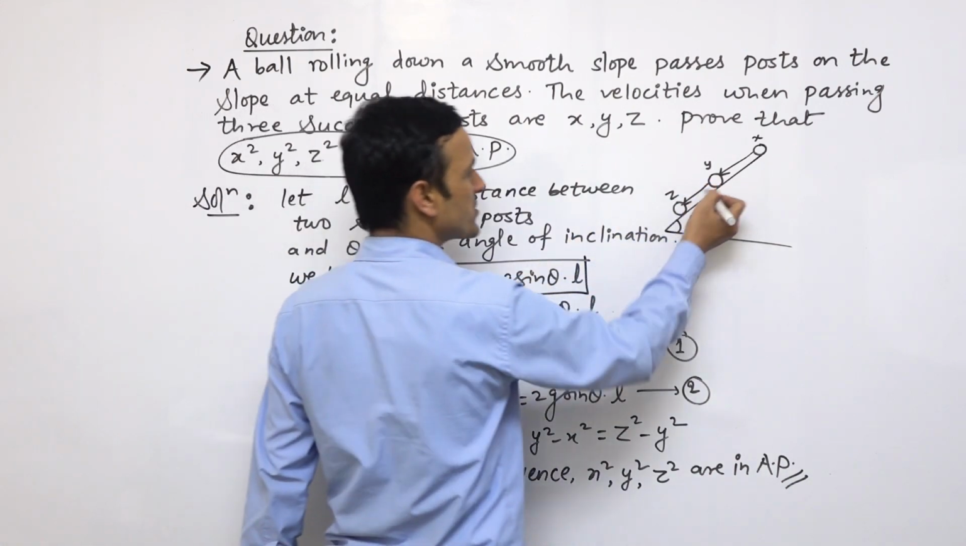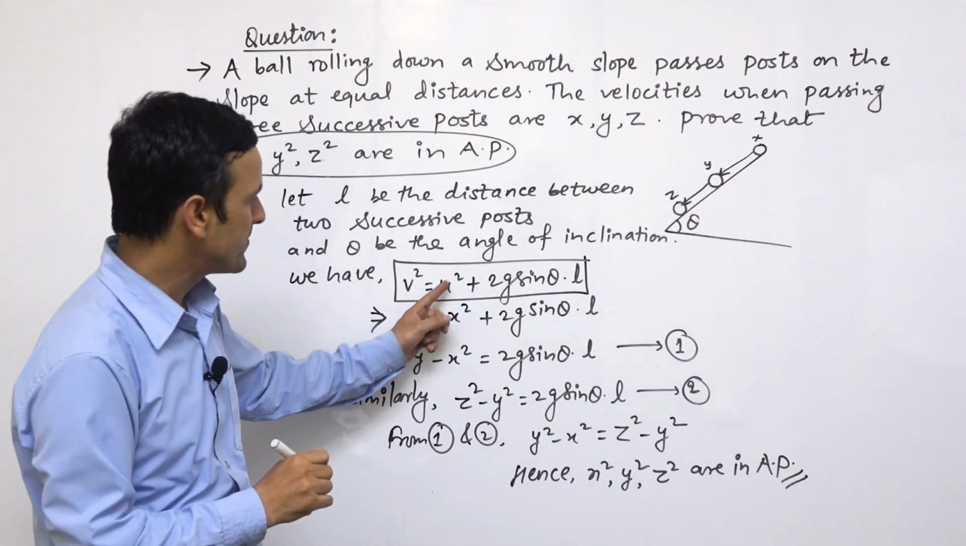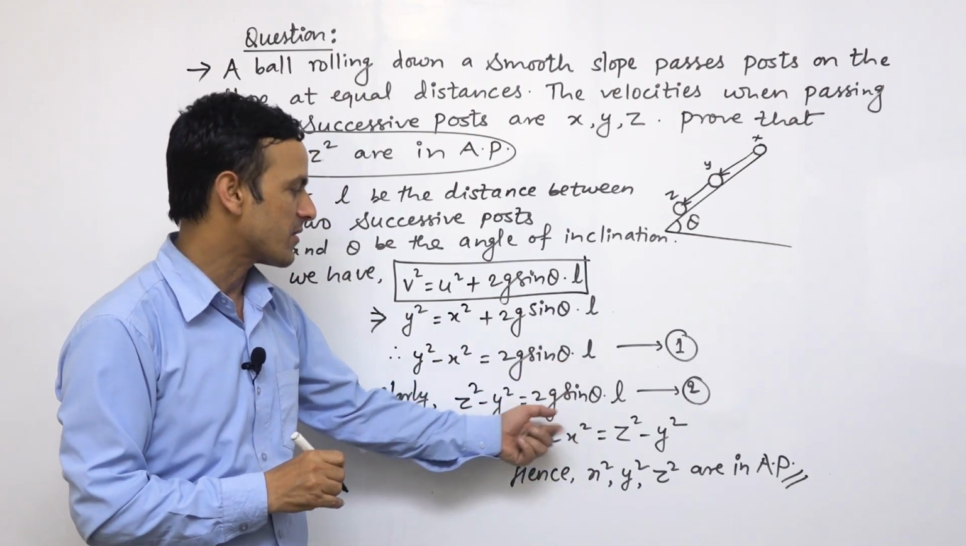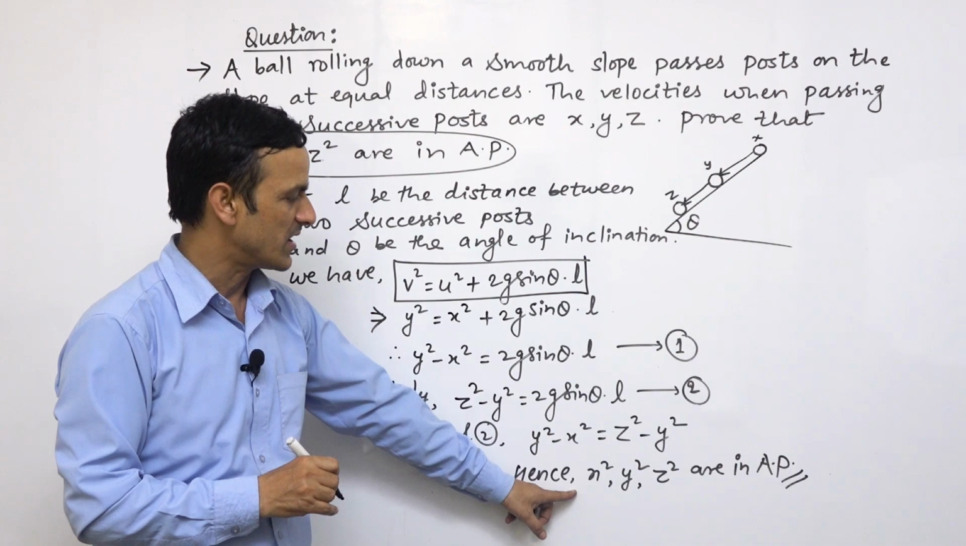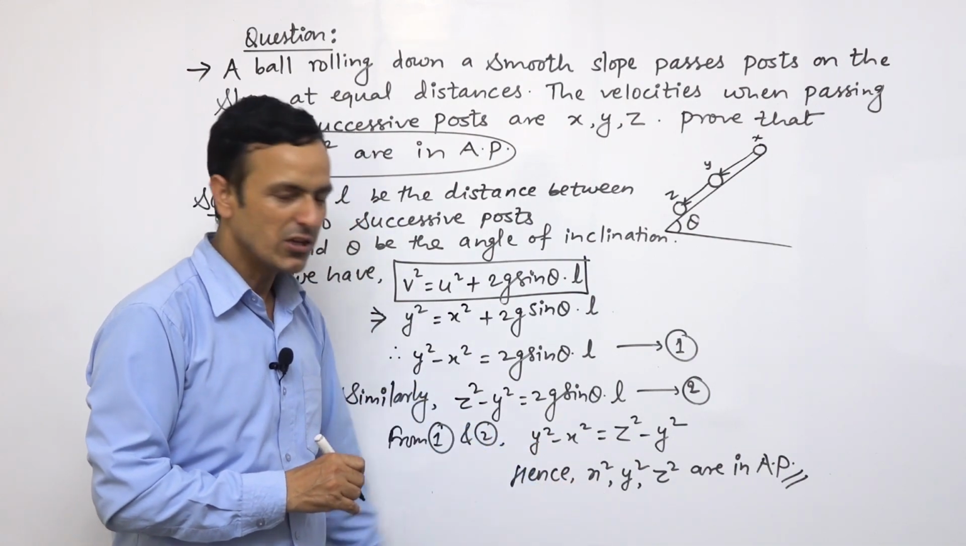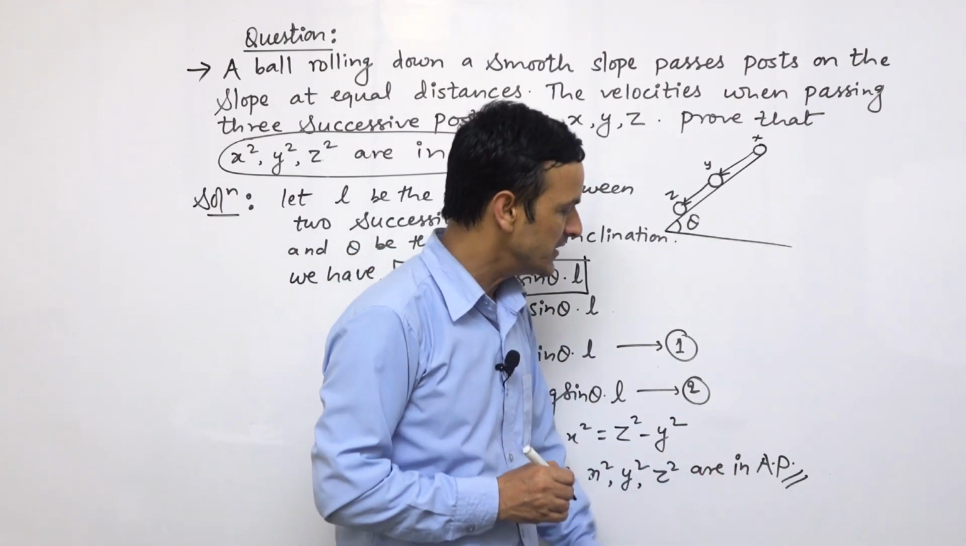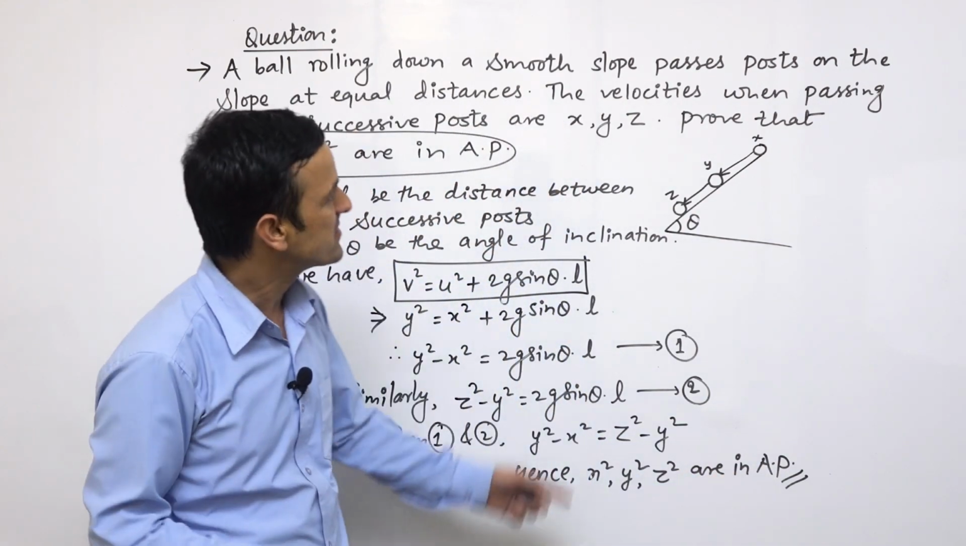And for these two posts, if you substitute the same values again, then we get another equation. Now equating or comparing these two equations, we get this one. So our final result is this one, which shows that x square, y square, z square are in AP. So in this way, we can solve this question.